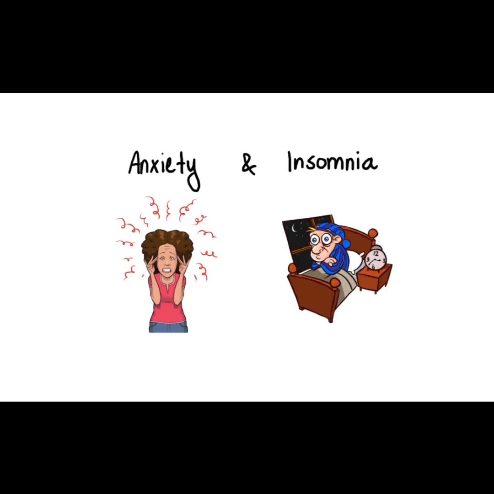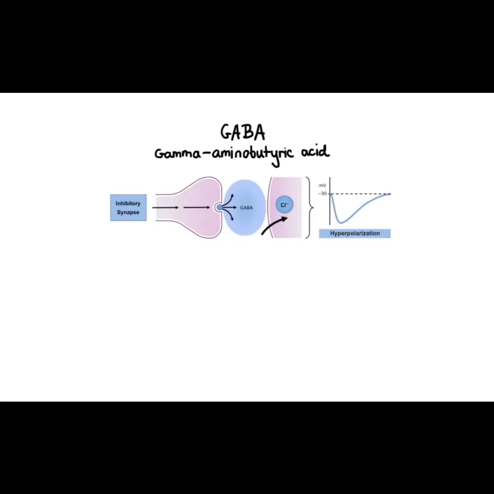Now, in order to gain a better understanding of how anxiolytic and hypnotic drugs work, first we need to discuss the role of GABA in the central nervous system. So, gamma-aminobutyric acid, or GABA for short, is a major inhibitory neurotransmitter. What that means is that when GABA reaches and binds to a specific receptor located on a neuron, it reduces the activity level of that neuron and makes it less likely to fire its action potential.